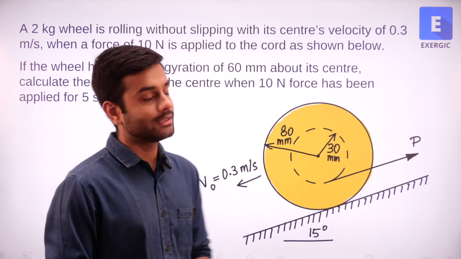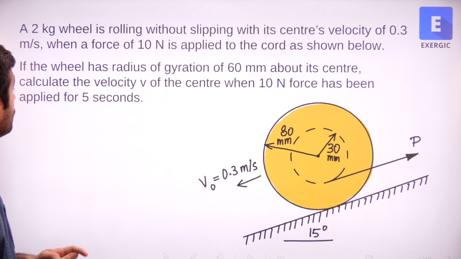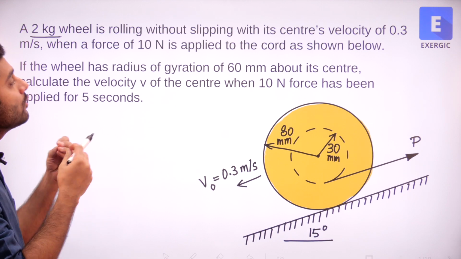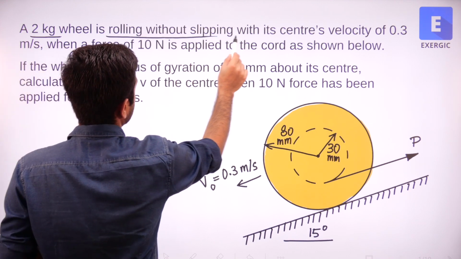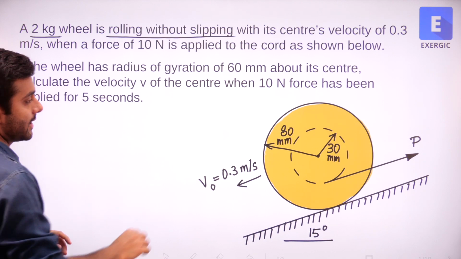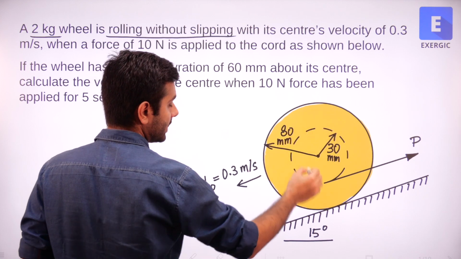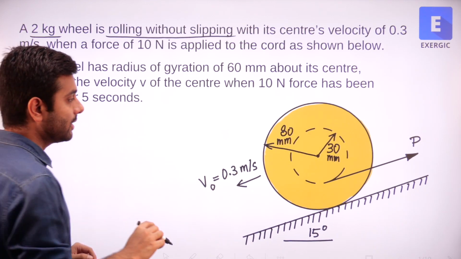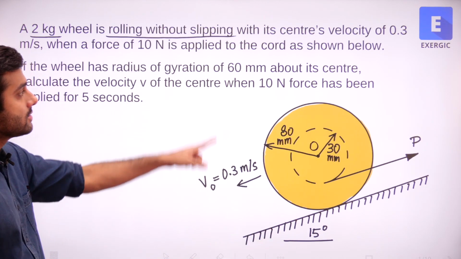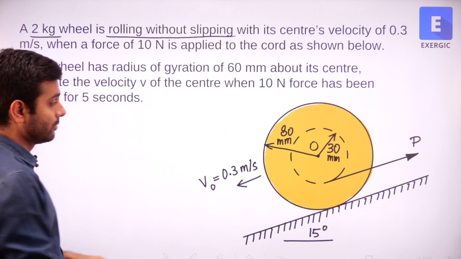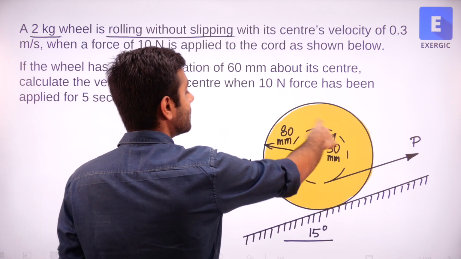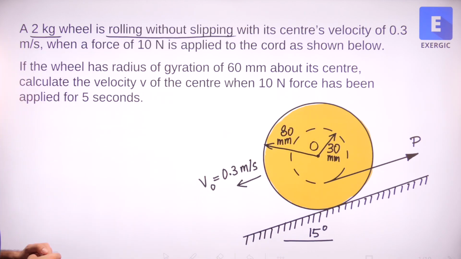Now let us have a look at this question which mentions a 2 kg wheel. Mass is given, and the wheel is rolling without slipping, pure rolling, with its center's velocity of 0.3 meter per second. So you can see this is a wheel doing pure rolling without slipping, and if O is the center, the velocity of the center is 0.3 meter per second as shown, in the downward direction. And since it is doing pure rolling, obviously it has some angular velocity as well.